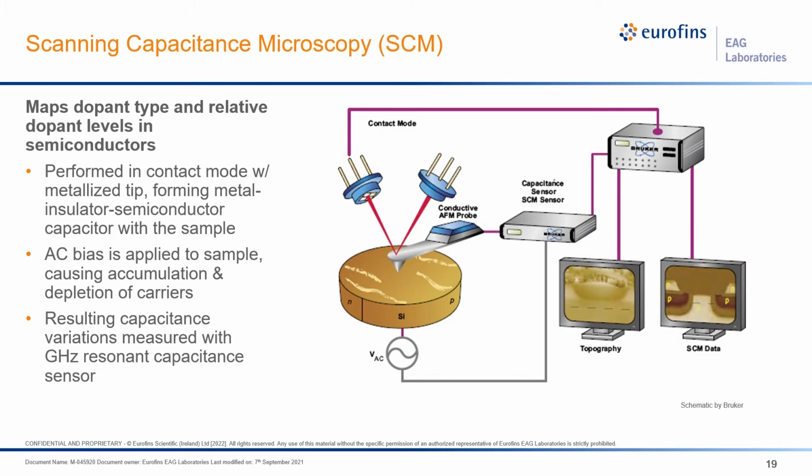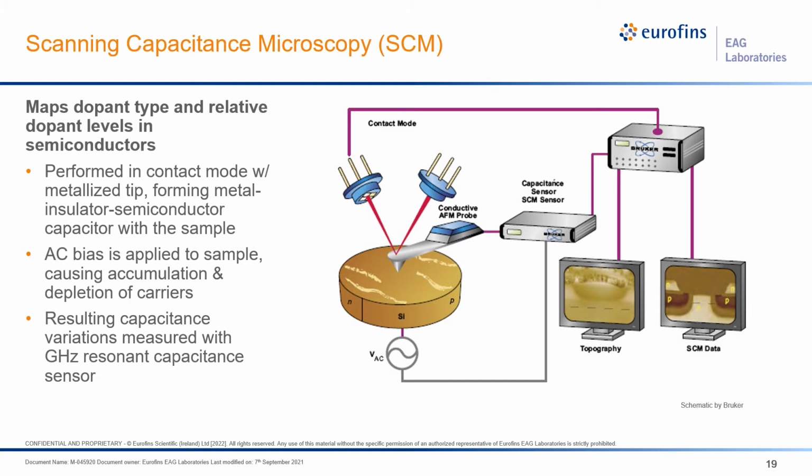Scanning capacitance is a way to map the distribution of electrically active carriers in semiconductors with high lateral resolution. So, if your structures are too small to be tested by SIMS, scanning capacitance may be the way to go. Scanning capacitance is operated in contact mode, and in essence forms a metal oxide semiconductor capacitor with the sample, that oxide being the native oxide or purposefully grown oxide.